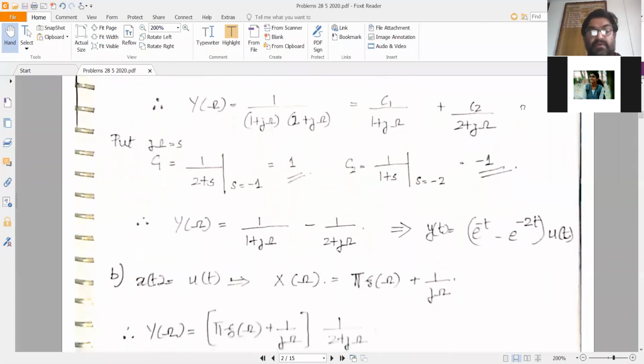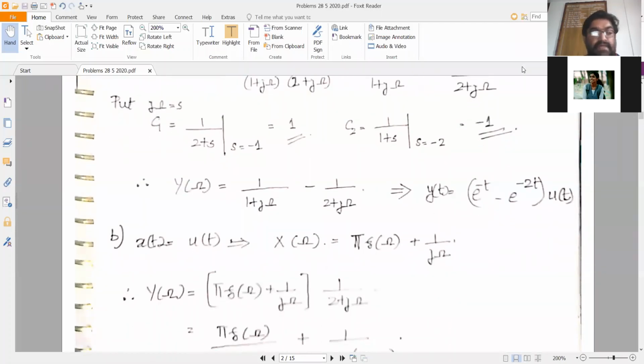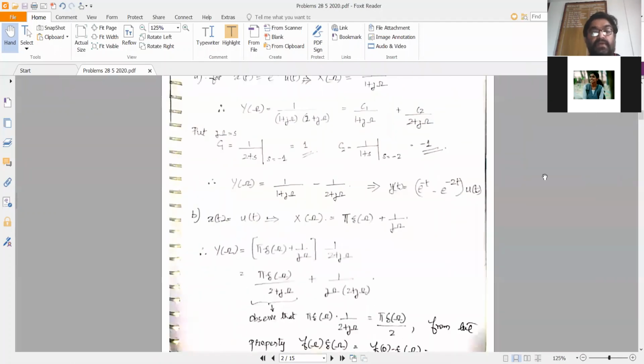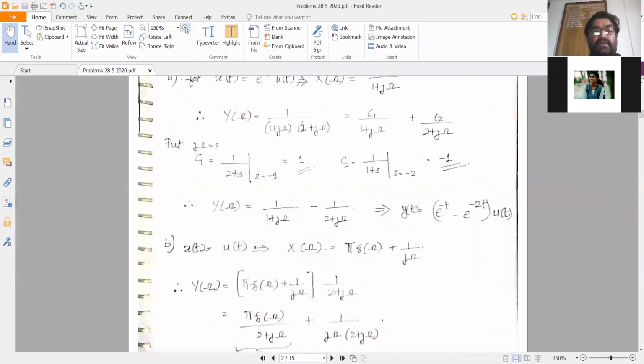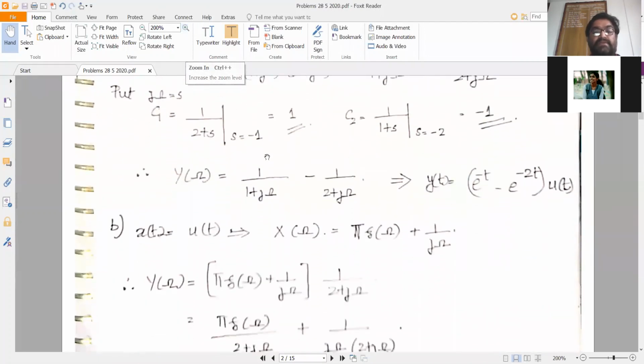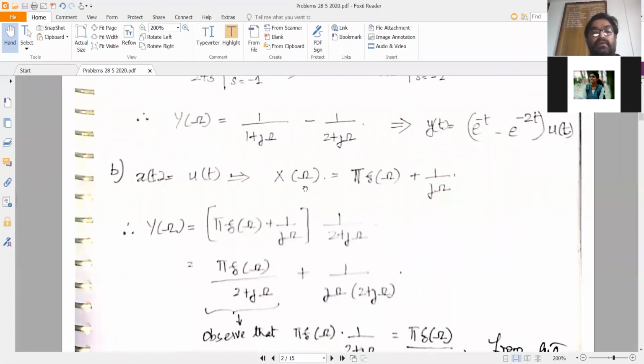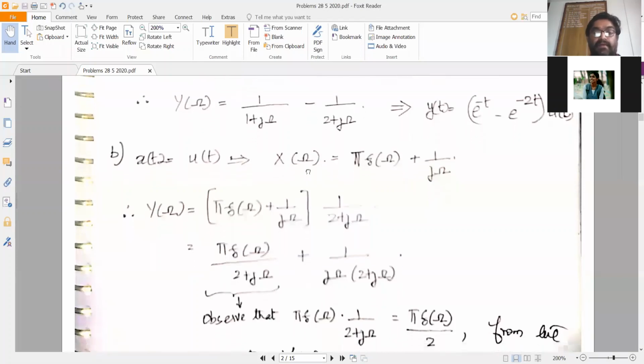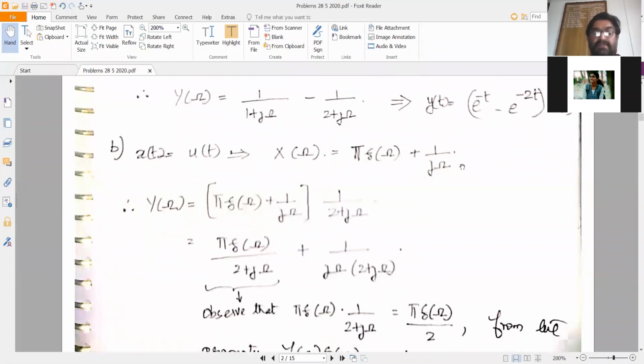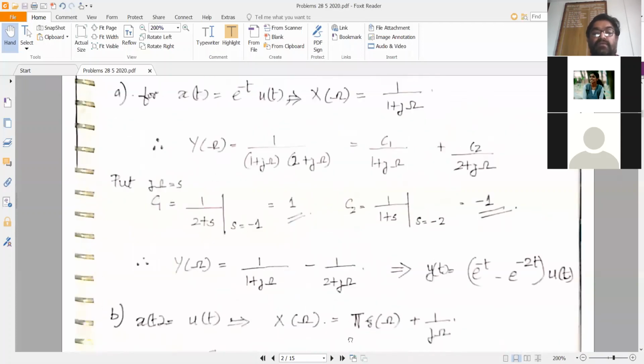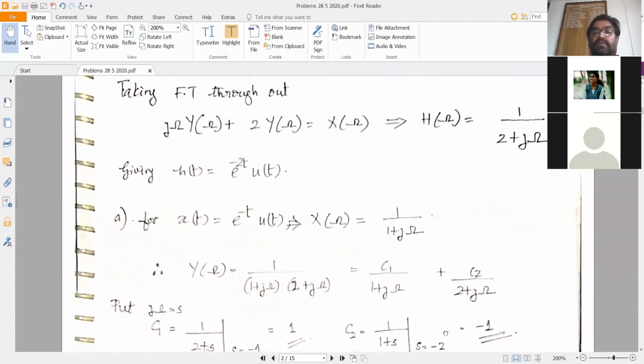So now we'll move on to the next question, and then also we'll evaluate the complexity. So if x of t was equal to u of t, then X of omega is equal to pi delta omega plus 1 by j omega, right? So pi delta omega plus 1 by j omega, that is your X of omega. And now X of omega into H of omega. H of omega was 1 by 2 plus j omega.